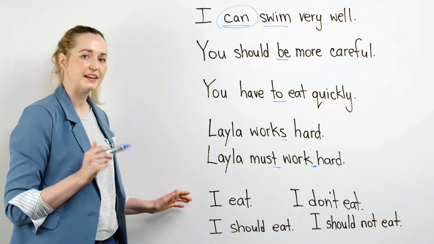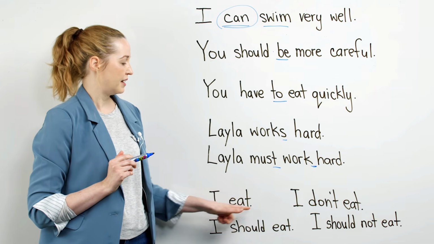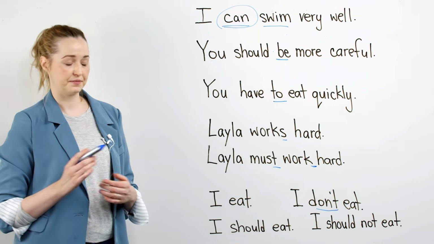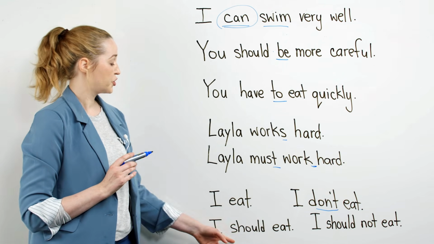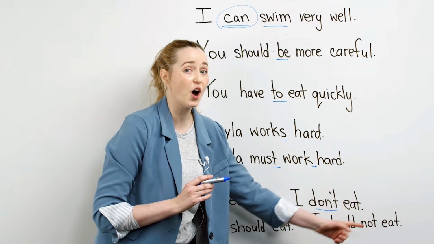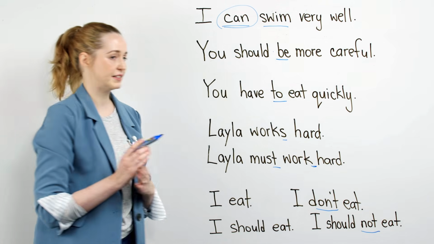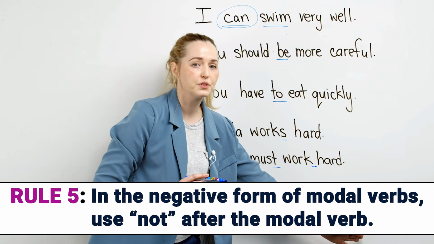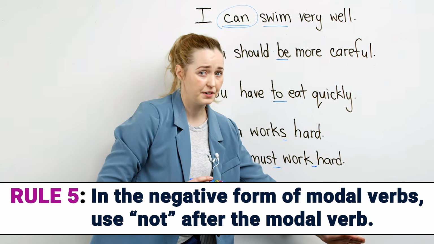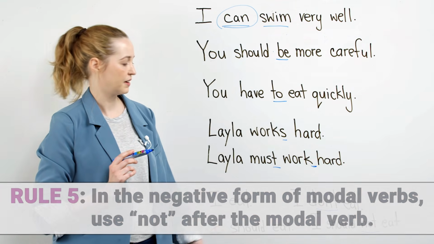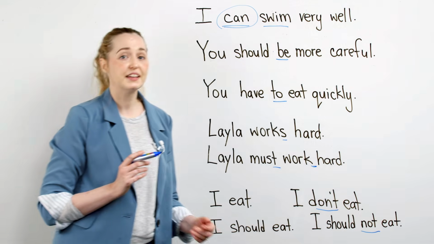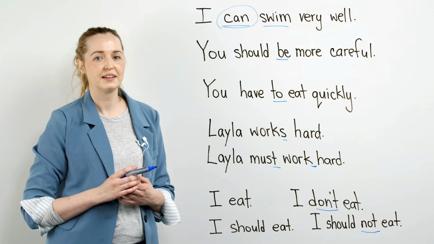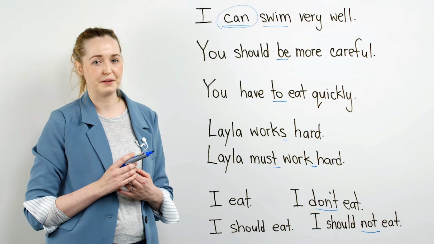Lastly, let's look at negatives. I eat. I don't eat. Don't is our negative. I should eat. I should not eat. Not is our negative when we have a modal verb. We do not use doesn't or don't here. We only use not. I should not eat is correct. Now that we know more about the grammar of modal verbs, let's move on and look at some more examples.